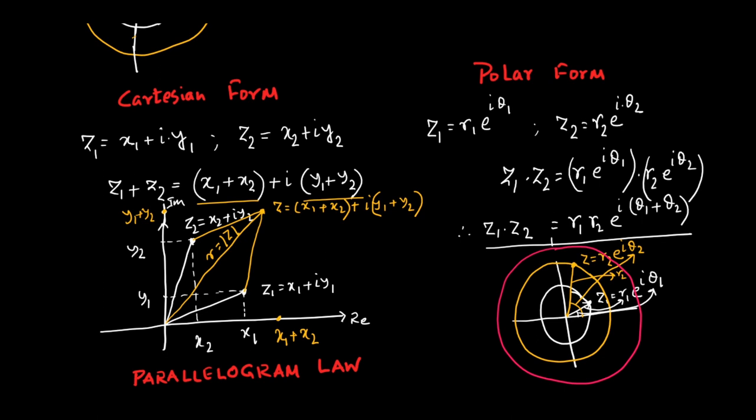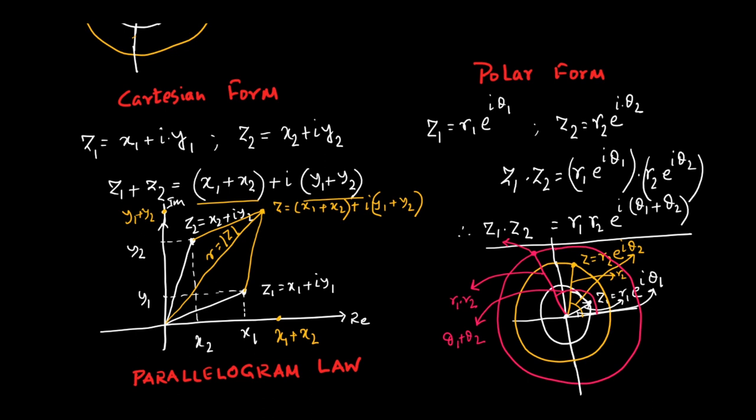Let me extend the axis a bit. Already the drawing is pathetic, but still let me extend the axis so that we feel good. So this is, suppose, my circle. Here I mean to say that maybe the radius is R1 into R2, this is our origin, and say this angle is theta 1 plus theta 2. And this complex number is my Z1 into Z2.